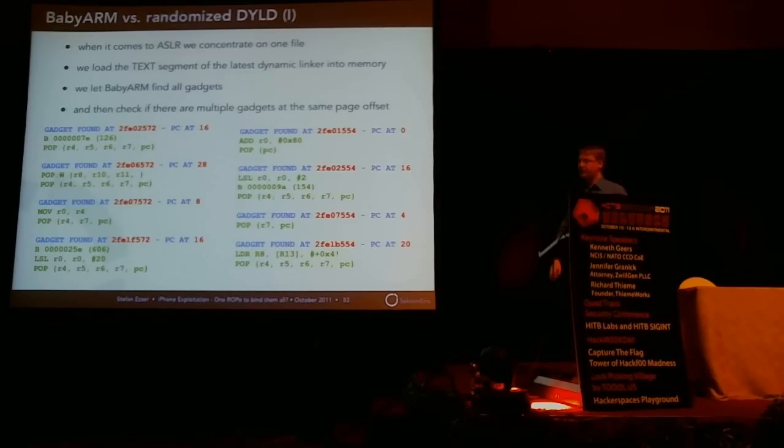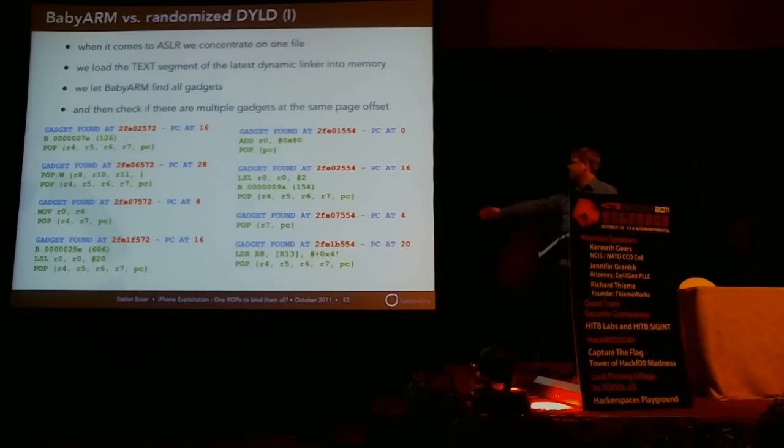So when it comes to ASLR, we will just concentrate on one binary. We just take the latest dynamic linker for the 3.5, and we again tell baby ARM to find all the gadgets, which will be the same as before, but this time we collect the gadgets by memory page offset. So we just take the lowest 12 bits of the address and collect them in buckets for the lowest 12 bits. And so we find gadgets that are in the same page offset, but on different pages. You can see it found 4 in this case on the left side and 4 on the right side.